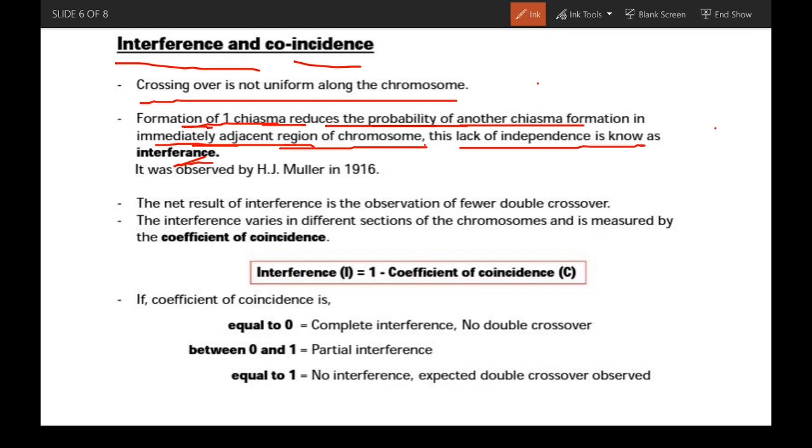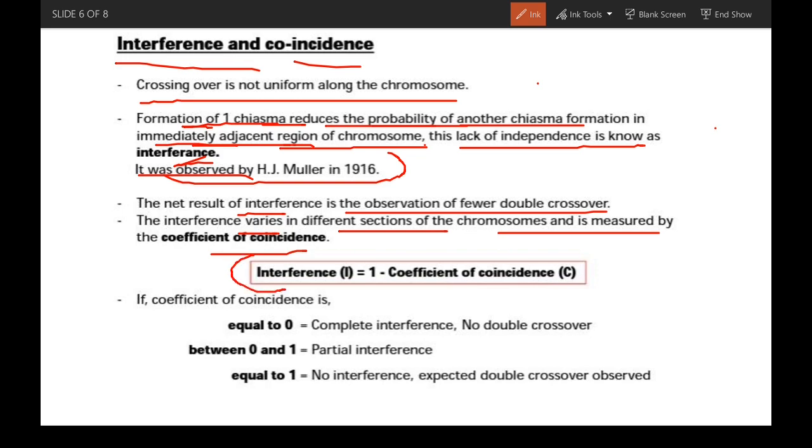Right? Now, this interference was observed by H.J. Muller. The net result of interference is observation of few double crossovers. The interference varies in different sections of the chromosome and is measured by the coefficient of coincidence. So how would we quantify and measure this interference? It is done by the coefficient of coincidence. That is, interference I equals 1 minus coefficient of coincidence. This is a formula you must remember.